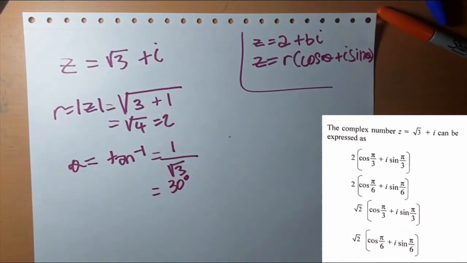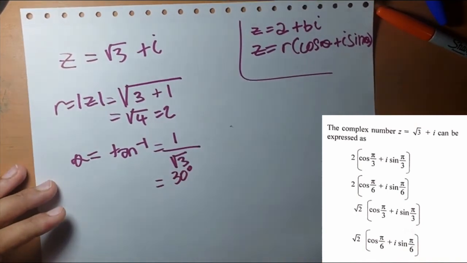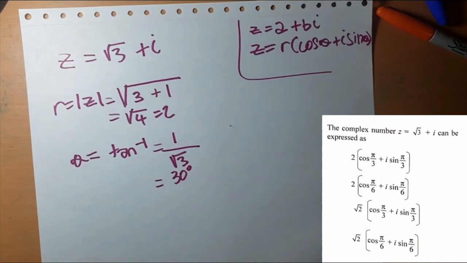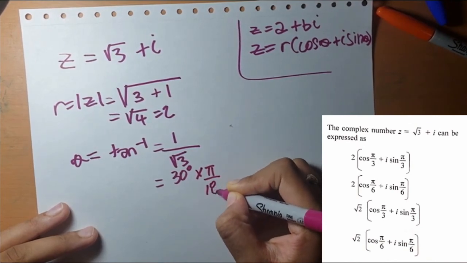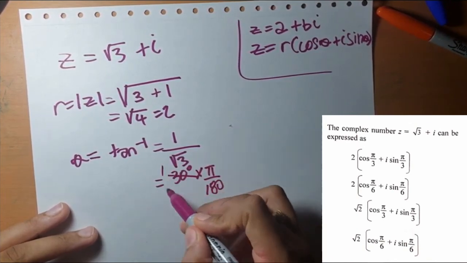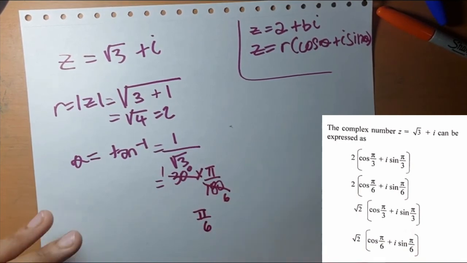But they don't have it in degree form. They have it in the form of radians. So a quick conversion, or if you wanted to just find it in radians to begin with, but not everyone knows how to do that. So you're just going to multiply it by pi and divide by 180. And then that now is going to be 6. So that's equal to pi over 6.